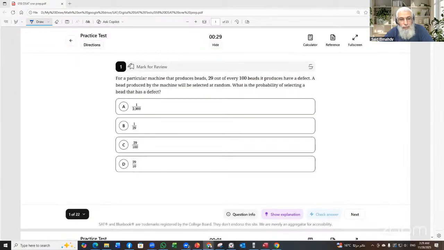This is the SAT Math Digital SAT Math Test. First question: for a particular machine that produces beads, 29 out of 100 beads produced have a defect. A bead produced by the machine will be selected at random. What is the probability of selecting a bead that has a defect? 29 out of 100.